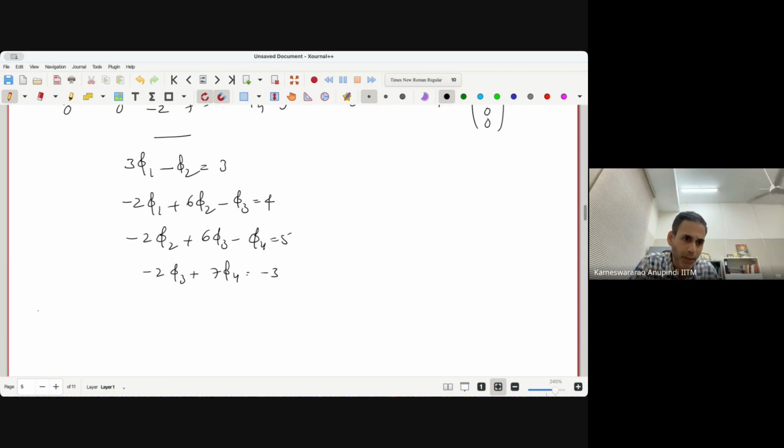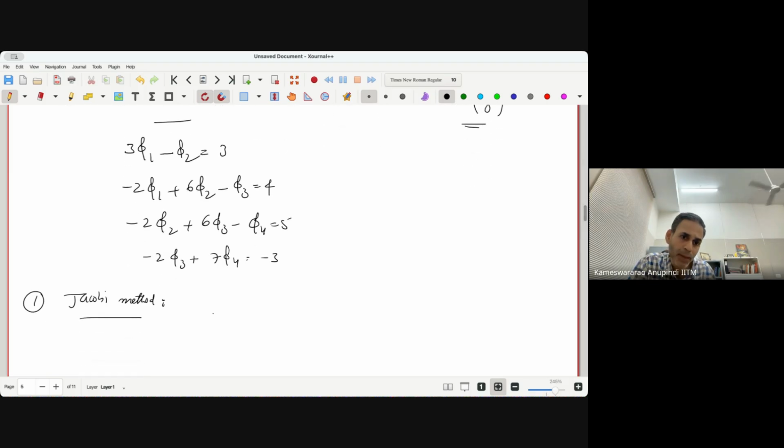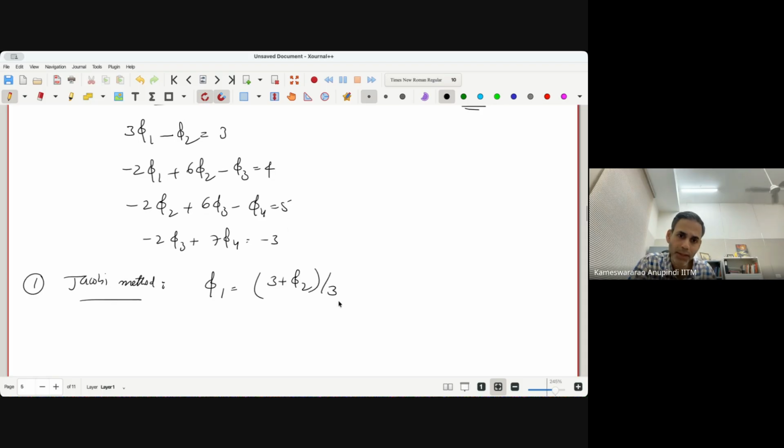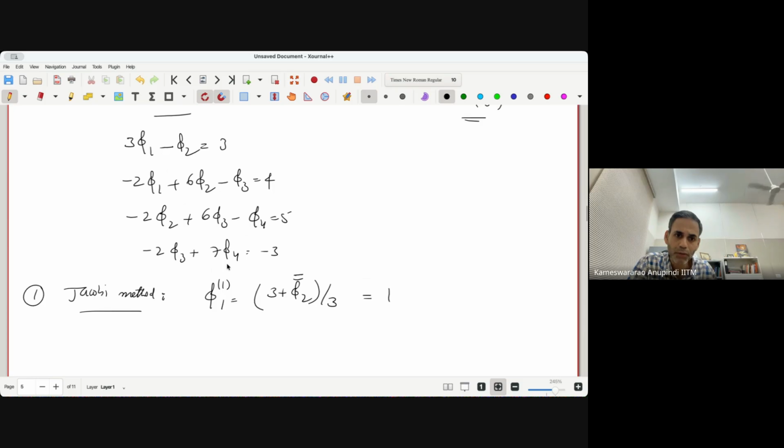So if I were to apply the Jacobi method, I think you will see the clear distinction now between Jacobi and Gauss-Seidel. Because we are starting off with the initial condition 0, 0, 0, 0, I want to calculate phi1. So phi1 equals (3 plus phi2) divided by 3, right? That is the equation. So we put phi2 equal to 0, which gives me a value of 1. So phi1 at the first iteration is 1.